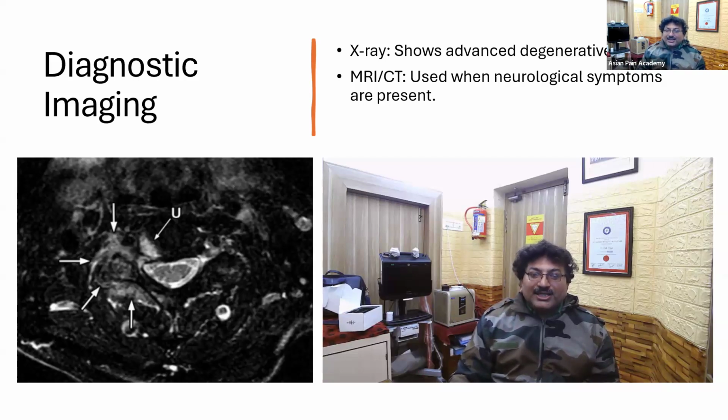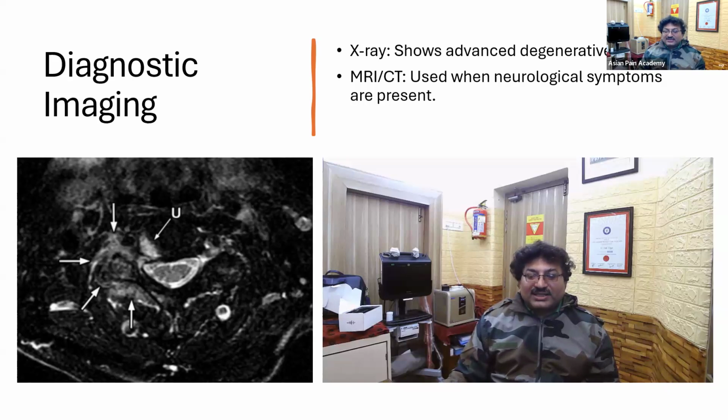So MRI and CT are used when the neurological symptoms are present. And also before doing any procedure, we usually check the MRI because there could be not only the facet, sometimes other structures could be involved. So we have to rule out these conditions.